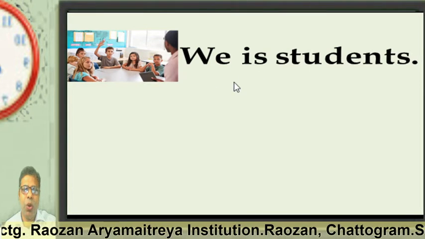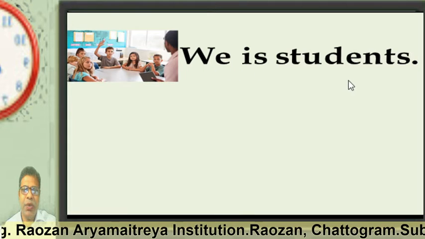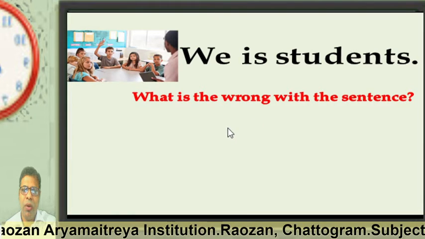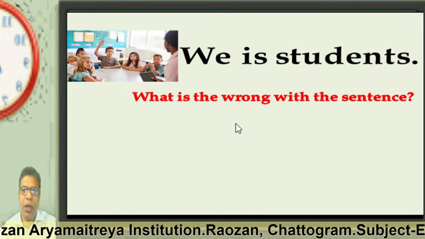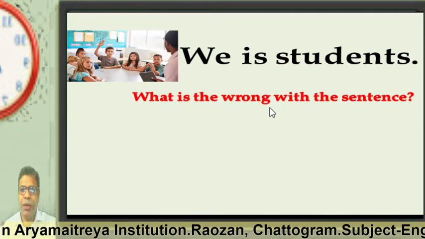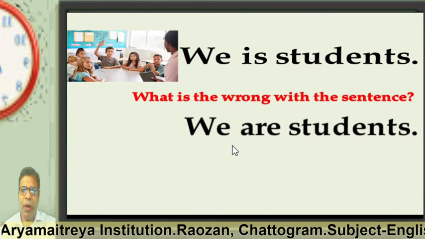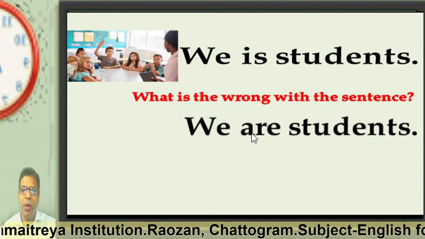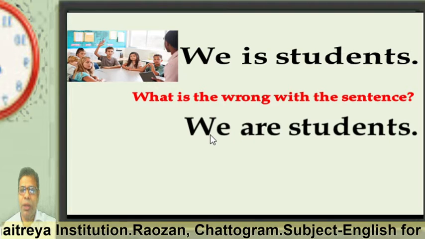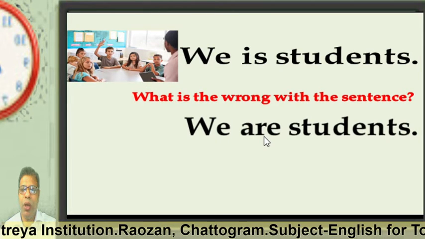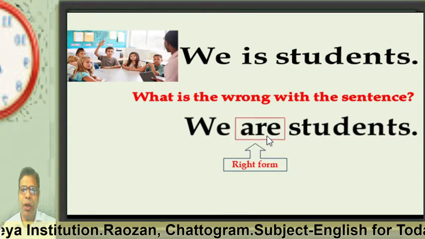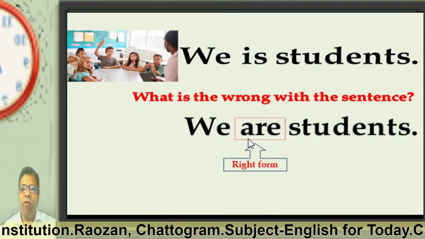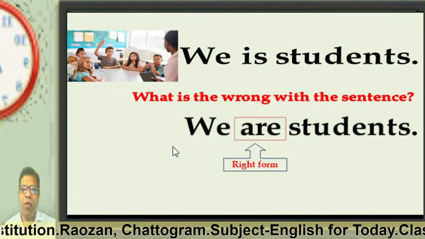Is it right or wrong? We is a student. Is it right? No. What is wrong with the sentence? The correct sentence is we are students, because the subject we is plural. That's why we need to use are, not is. And these kinds of mistakes and these kinds of form of verbs is called right form of verbs.